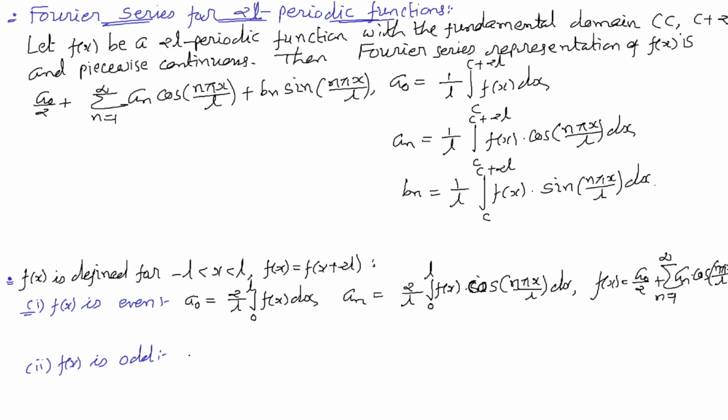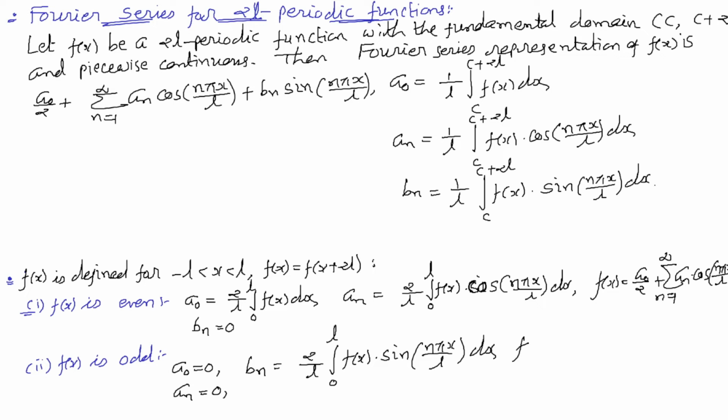When f of x is odd, a0 is 0, an's are 0, and what about bn? 2 upon l integration 0 to l f of x into sine n pi x upon l dx. And f of x is this summation n equal to 1 to infinity bn into sine n pi x upon l.